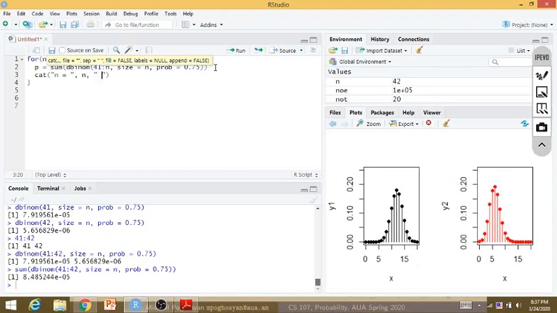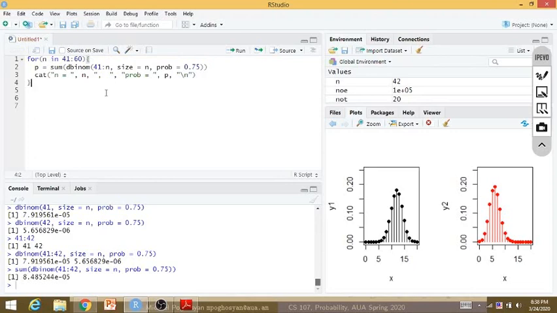Then print some space. Then maybe I can put a comma here. Then print probability. Probability is equal to, and then print that P, and then print new line. And new line is given by this symbol.